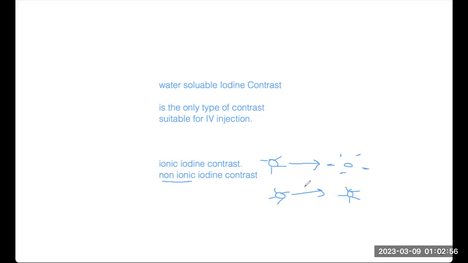When you're talking about osmolarity, all that word means is how many particles are in blood. Because the non-ionic stays intact and doesn't dissociate, it's less osmolarity in the blood because it doesn't break up. So it does not add to the concentration of the blood.